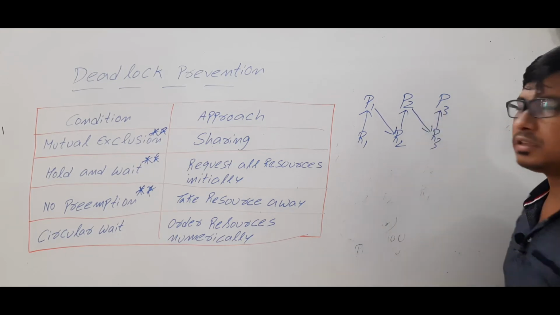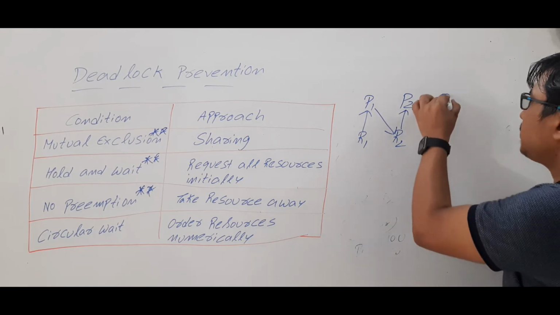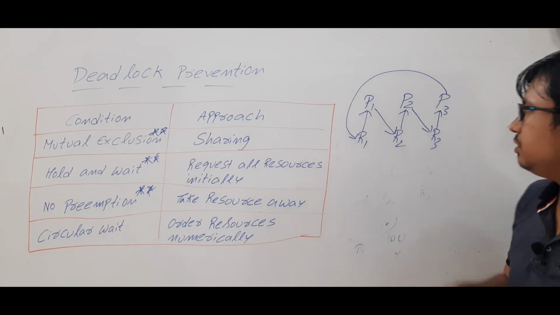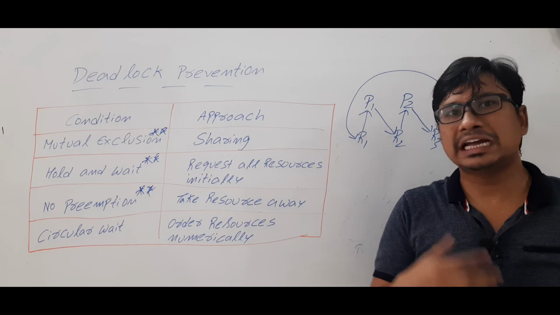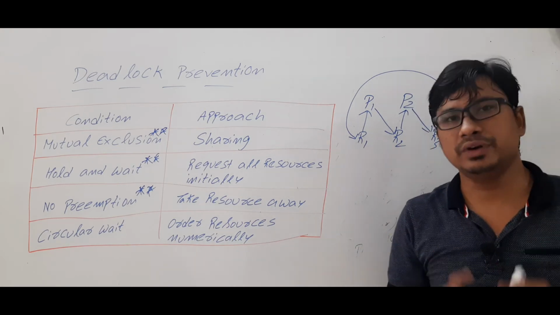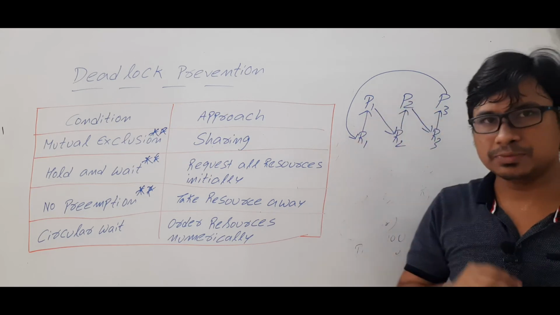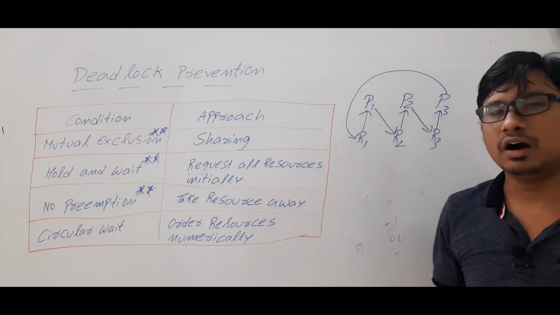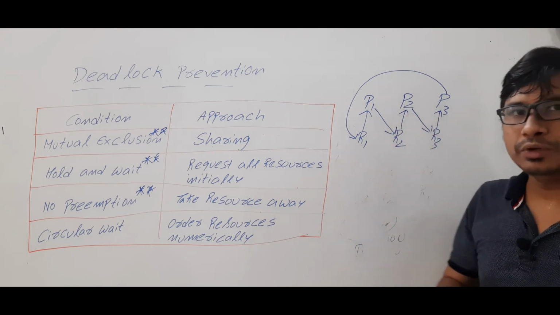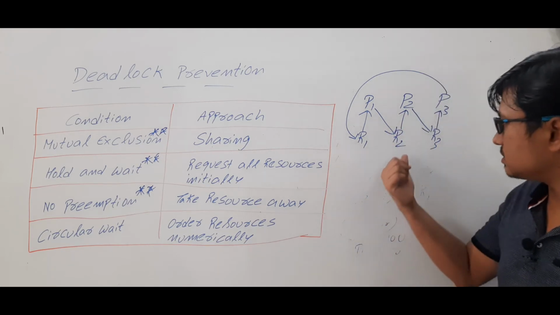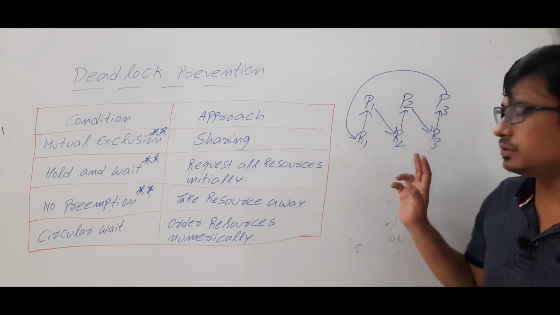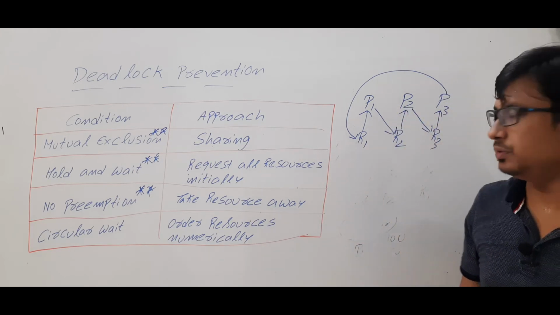Similarly, resource R3 is with process P1, and process P3 is requesting resource R1. If process P1 wants to complete its task, it needs both resources R1 and R2. However, R1 has been allocated, but it is requesting R2, and R2 is with process P2. Similarly, if process P2 wants to complete its task, it needs both resources R2 and R3. R2 is with it, but R3 is with process P3.